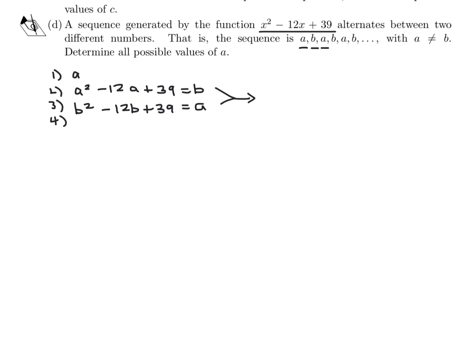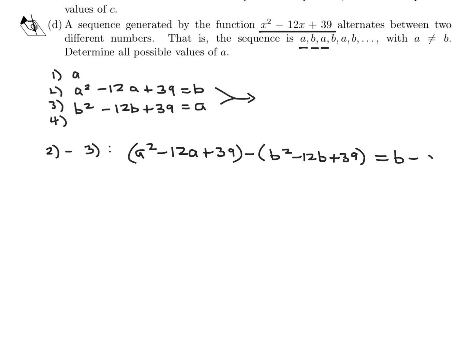So boy, I'm trying to think what's the best way. Let's keep it simple. If I just subtract them, take that second equation and subtract from it the third equation, I'm going to get a squared minus 12a plus 39 minus b squared minus 12b plus 39, like that. And then on that side, it will be b minus a, right? Okay, so a lot of this stuff hopefully will cancel. This will be a squared minus b squared minus 12a plus 12b, and the 39's cancel, so not as much as I'd hope, but then we just get that b minus a, and then put everything on one side.